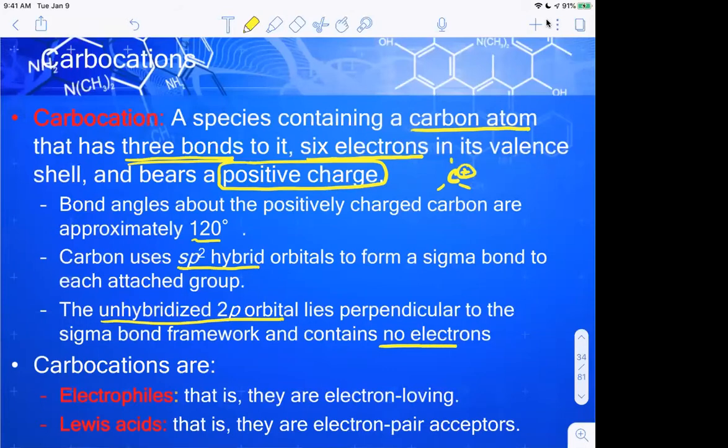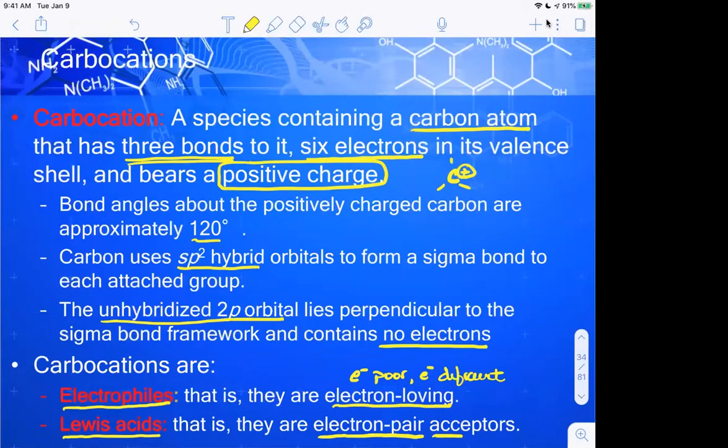It contains no electrons. Remember, carbocations are electrophiles because they're electron loving. They're electron poor. They're electron deficient. You could use all kinds of terminologies for something that's electrophilic. And they're also Lewis acids because they want to accept an electron pair in order to complete the octet.